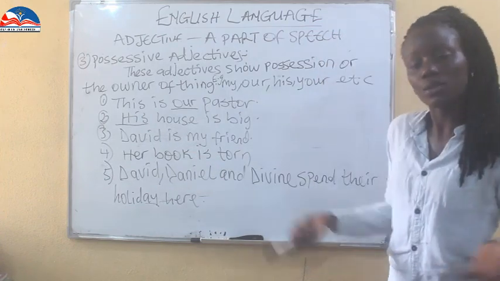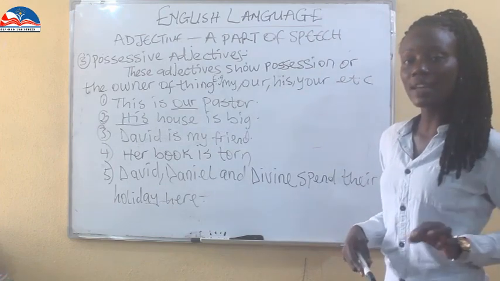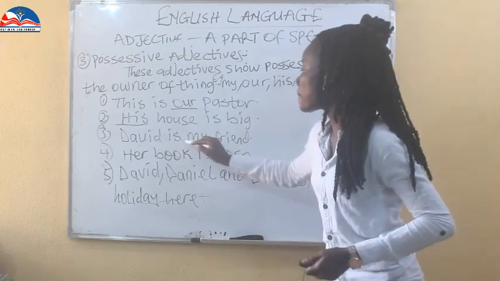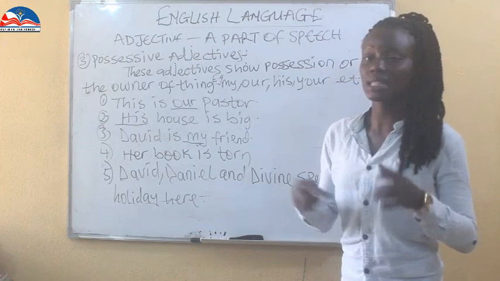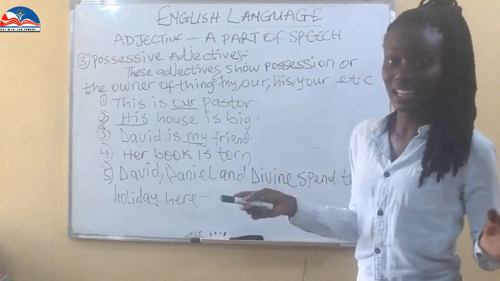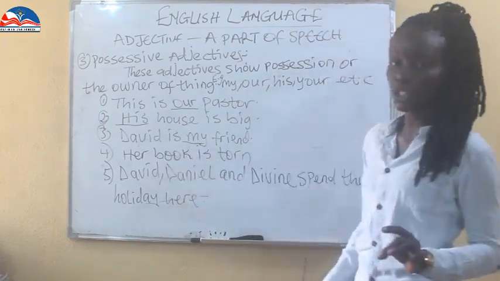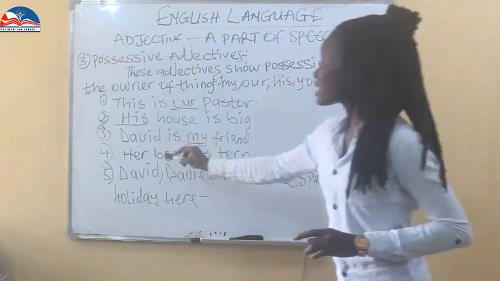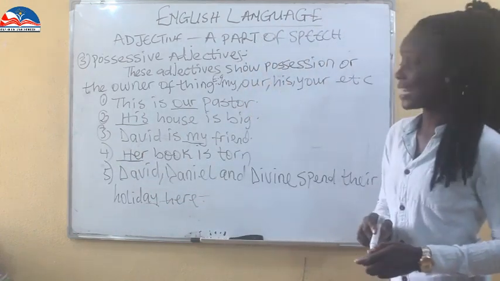David is my friend. Who is David? So what is the possessive adjective we're having? My. David is my friend. My is the possessive adjective. Our book is torn. So it is showing what? Ownership, owner of a thing. Owner of the book you're talking about. So the possessive adjective we're having is our. Our book is torn.